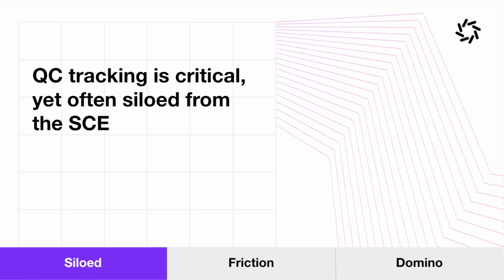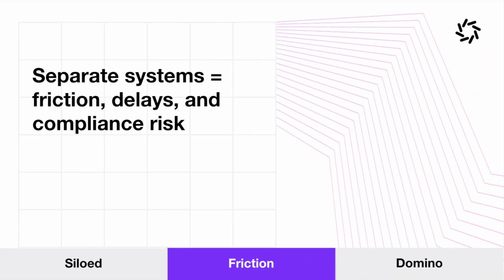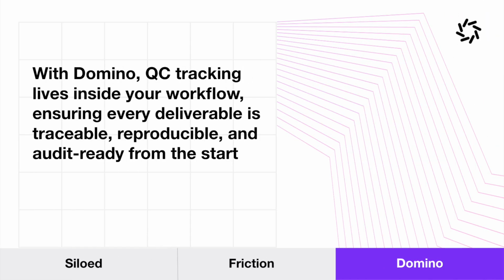QC tracking is critical to clinical delivery, yet teams typically manage it in systems completely separate from their statistical computing environment. This creates friction, delays, and compliance risk. With Domino, your QC workflow is embedded directly where your statistical work happens, eliminating context switching and ensuring every deliverable is traceable, reproducible, and audit ready from the start.